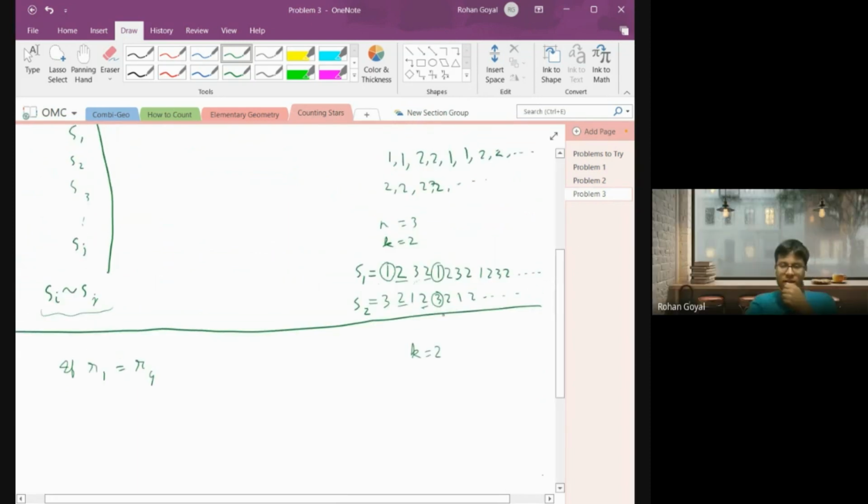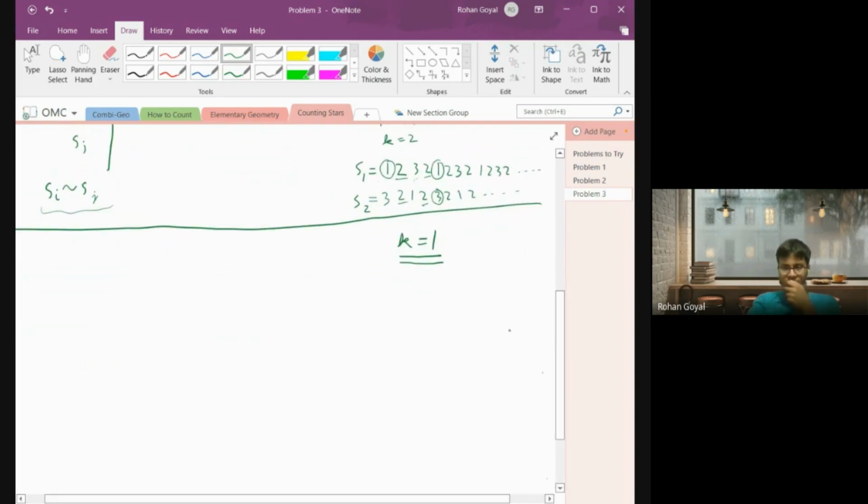Okay, just for now, at least, can you worry about k equal 1 instead of k equal to 2? Okay, k equal 1, n equal 1, the sequence is 1, 1, 1. Yes, you don't have any other option. So k equal 1, n is equal to 2. What are the sequences? Can you tell me?